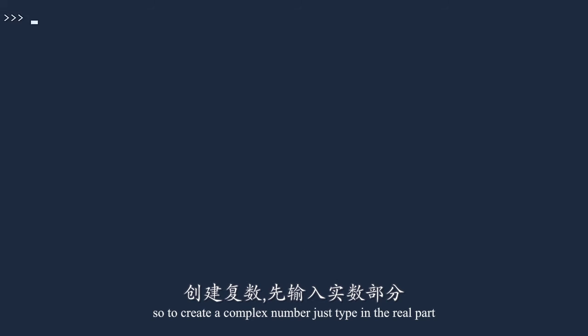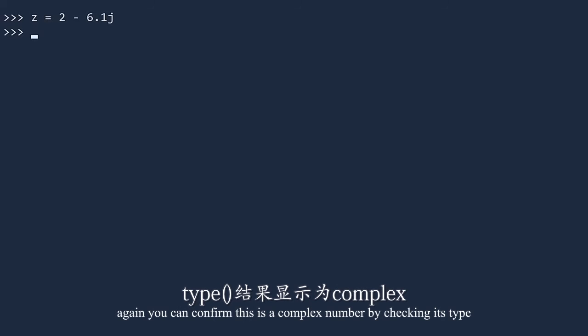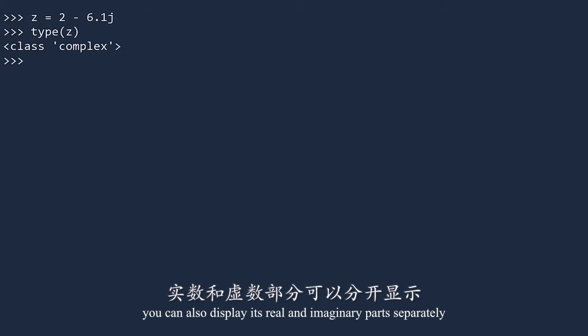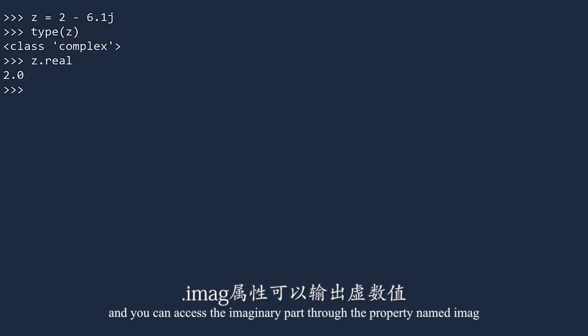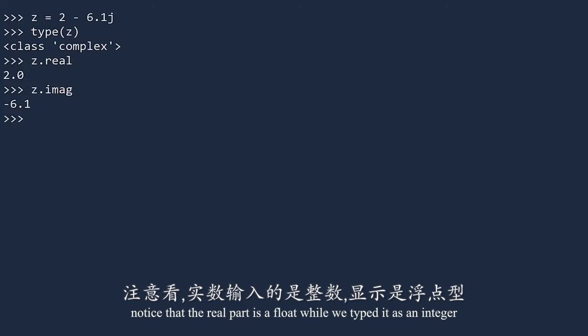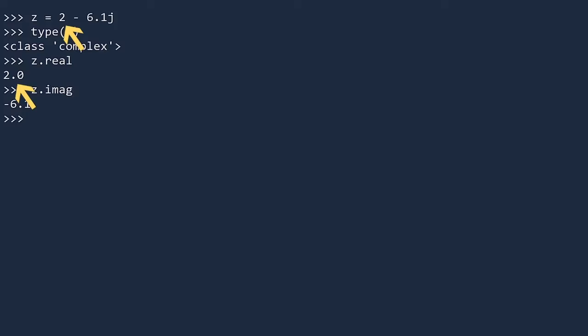So to create a complex number, just type in the real part and then the imaginary part followed by the letter j. Again, you can confirm this is a complex number by checking its type. You can also display its real and imaginary parts separately. To see the real part, you access the real property. And you can access the imaginary part through the property named imag. Notice that the real part is a float while we typed it as an integer. This is because Python stores the real and imaginary parts of complex numbers as floats.